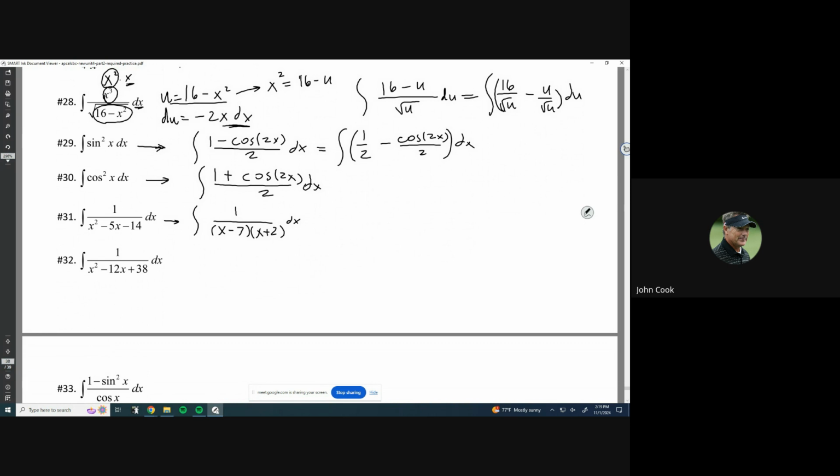32. There aren't any numbers that multiply together to be 38 and add together to be 12. So I'd have to complete the square on this one, on the denominator. So it'd be 1 over x minus 6 squared, and then plus 38, and then, let's see, negative 6 squared is 36, so then subtract 36. So that'd be 2. So that's what I'd be working with, and this could either be a trig substitution, or it could be an easy one if you memorized the arctangent pattern. Okay, so either one of those, but you have to complete the square first, and then you have two options after that.